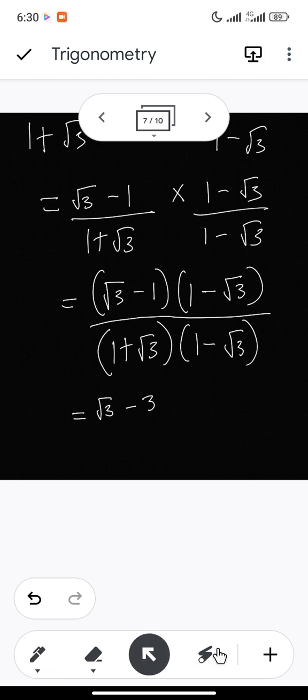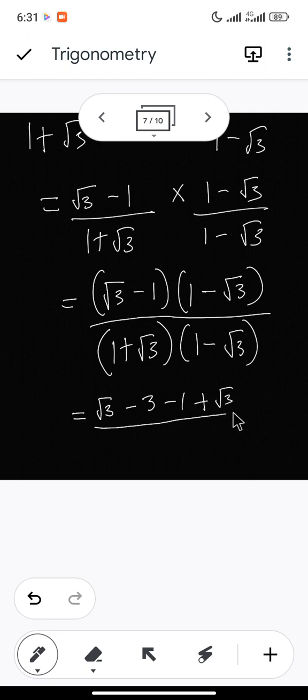Now we're done with this first entity. The second entity is going to multiply this and also this. So don't forget to consider the sign. Negative 1 multiplied by 1 gives you negative 1. Negative 1 multiplied by negative root 3, negative negative gives you positive, so positive root 3. Now we're done with the numerator.